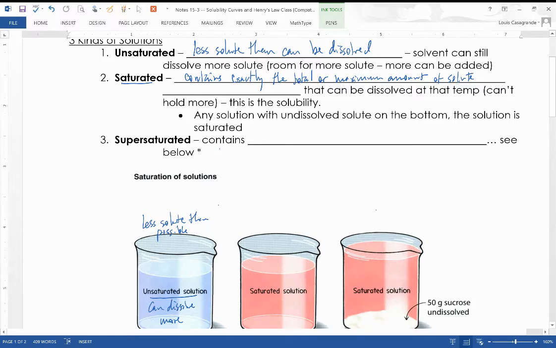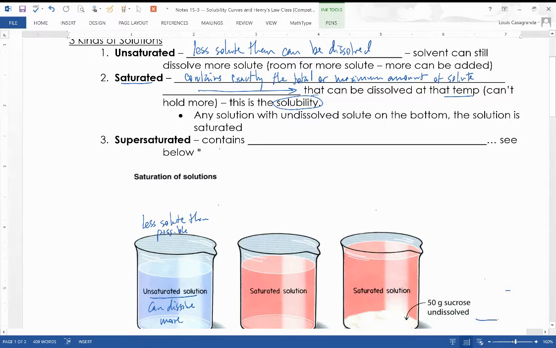that can be dissolved at that temperature in that solvent. All right, so it's again at the same solvent, dissolved at that temperature. It can't hold more. This is the solubility. So the solubility is now going to be defined as the amount of solute in a solution that has the maximum amount of solute it can contain.